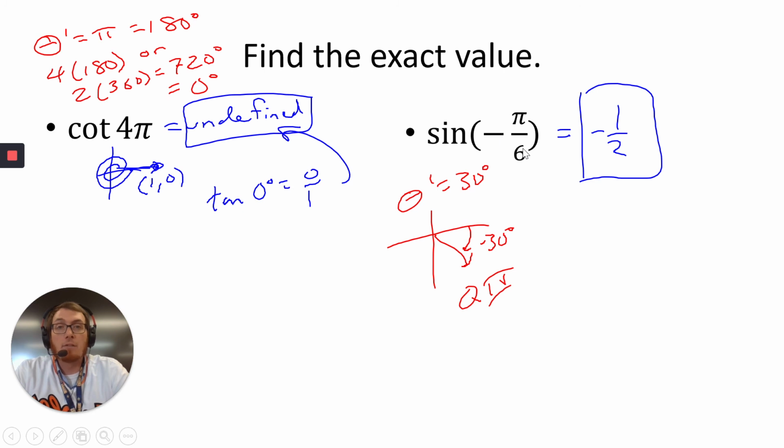Sine of negative pi over 6 is going to be negative 1/2 because pi over 6 is a 30-degree angle. It's going downward because it's in quadrant 4 and it's a negative angle. So sine of 30 should be 1/2, but it's negative because it's in quadrant 4. So just some things to keep in mind about exact values. Remember, all exact values are always 30s, 60s, 45s, or 90-degree angles as a reference for what you need in this class.